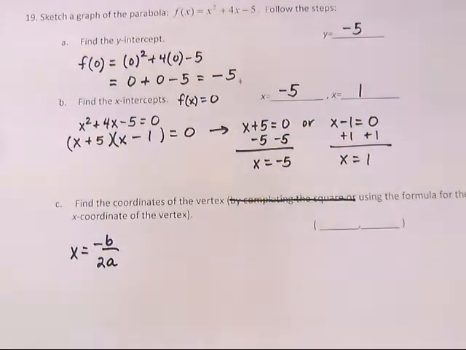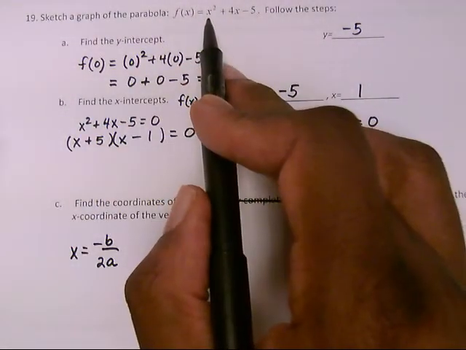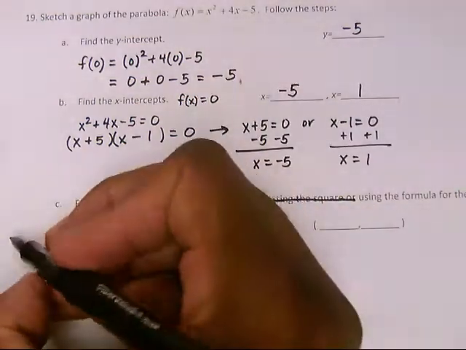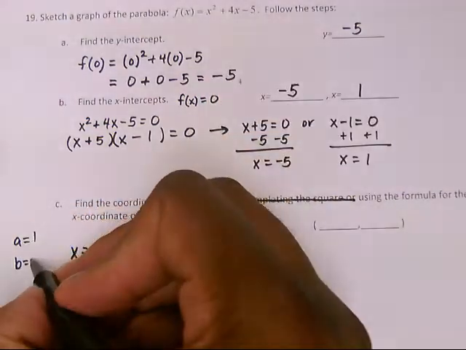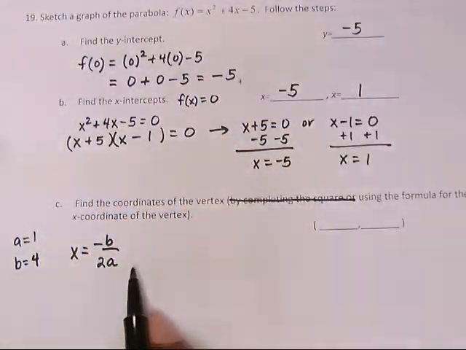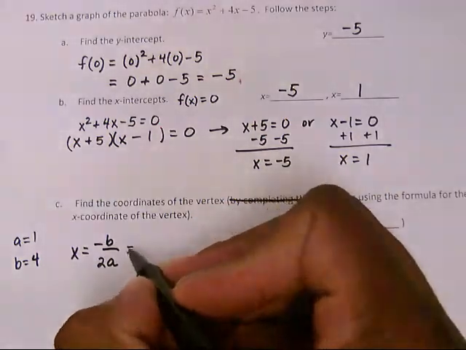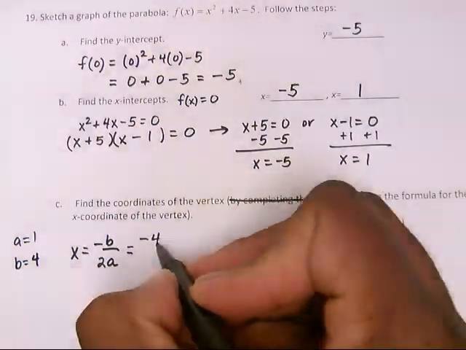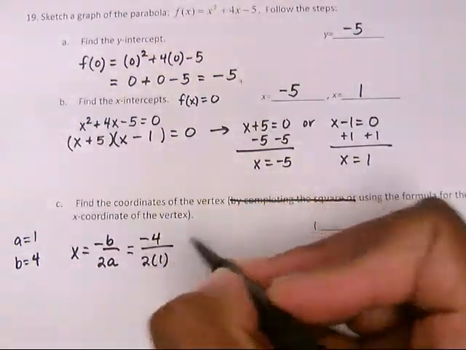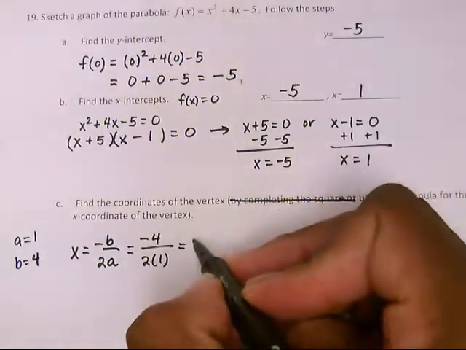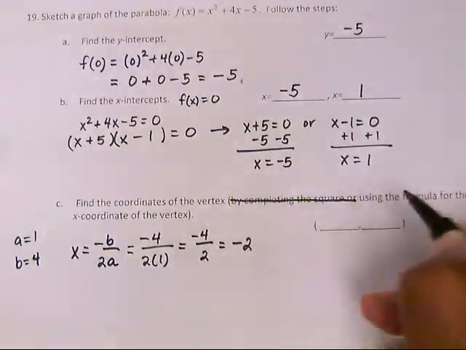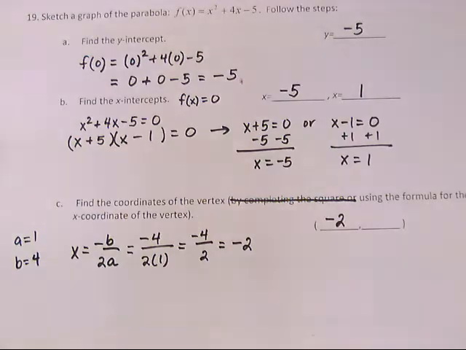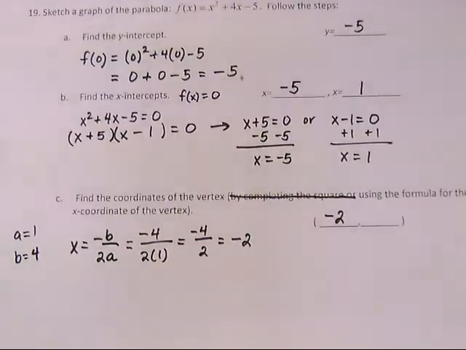So if f of x equal to x squared plus 4x minus 5, your a is the coefficient of your x squared term. That's going to be 1. The b is the coefficient of x. That's 4. And here we use that x equal negative b over 2a to find the x-coordinate of that vertex. So here, we're going to have a negative b, which is 4, over 2 times a, which is 1. So I have negative 4 over 2 times 1, which is 2. Negative 4 over 2 will be negative 2. So I know what my x-coordinate of that vertex is going to be: negative 2.